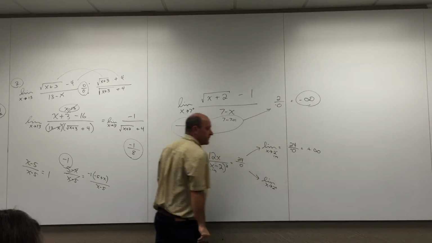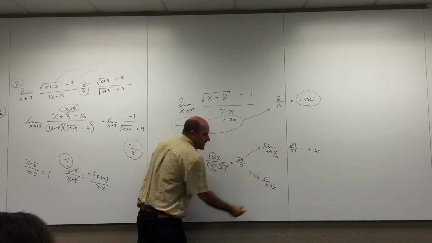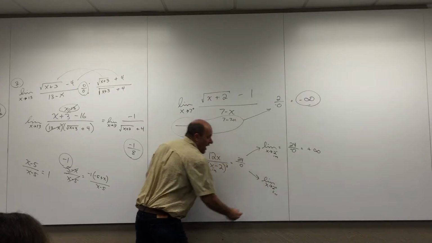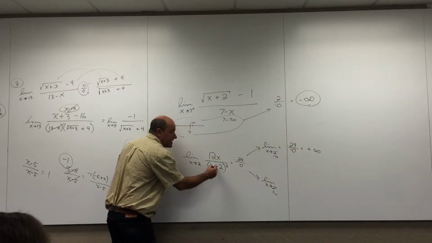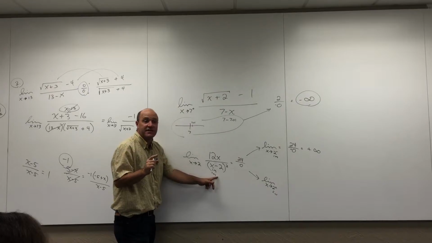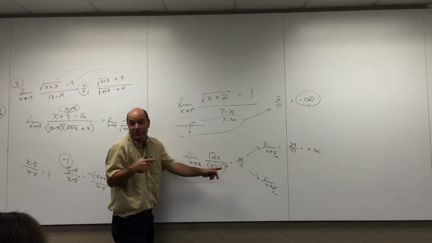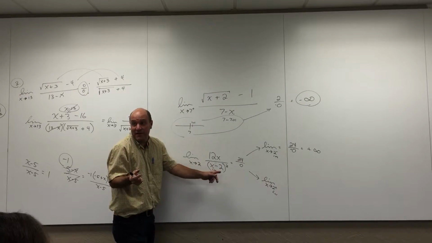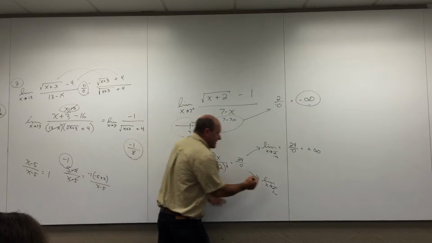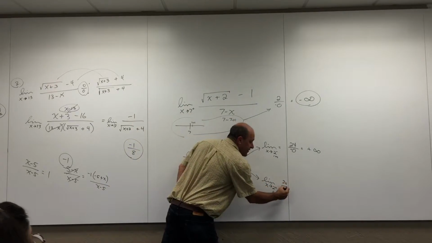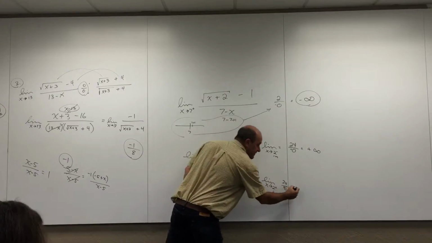Positive infinity. From the right, you're at 2.01. When you plug in 2.01 and subtract 2, you're a teeny little positive number. You square it, you're still a teeny little positive number. And basically, you get the same thing, 24 over 0, and it's positive. So what's that answer?